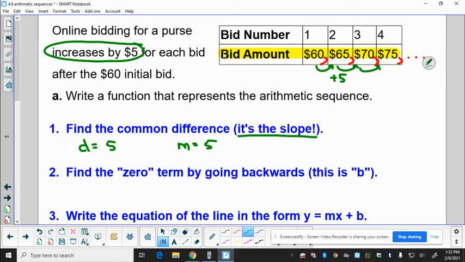Okay, everybody try to find the 0 term, which means you want to go backwards. Go backwards 1 number. So if you're adding 5, take away 5, right? So you should have come up with 55. All right, so that, well, let's see here, what is this? B is 55 in this case.